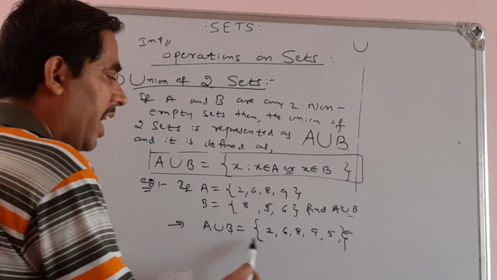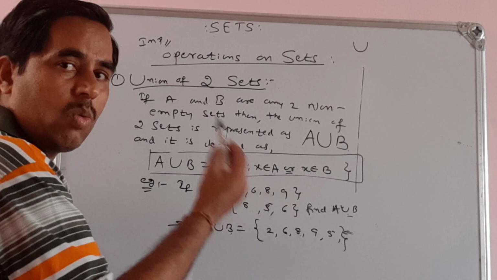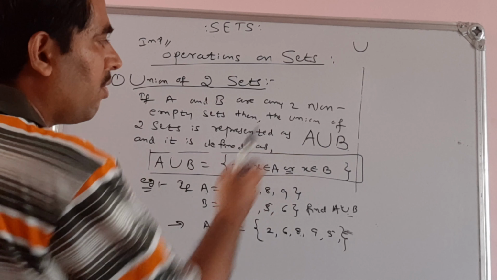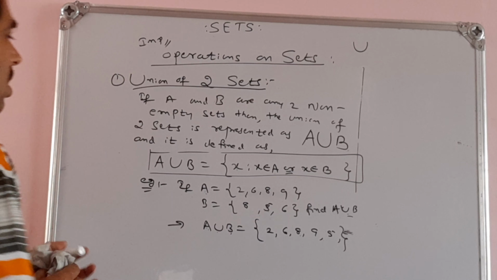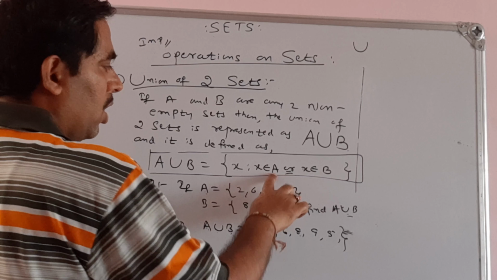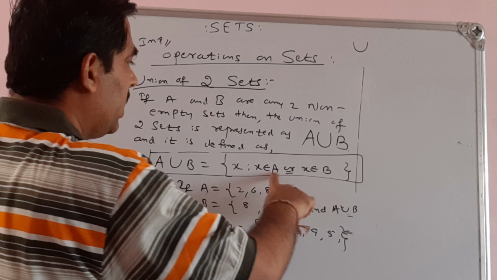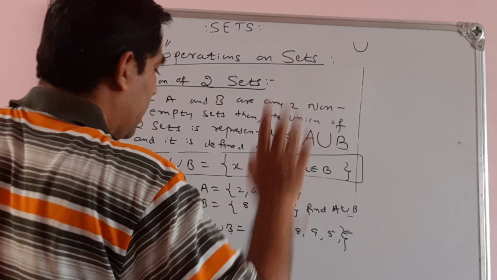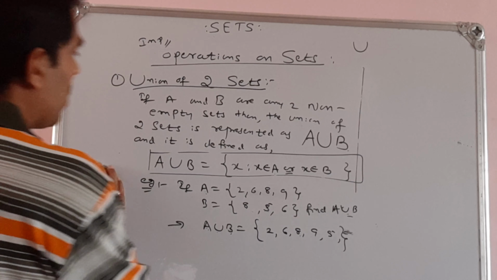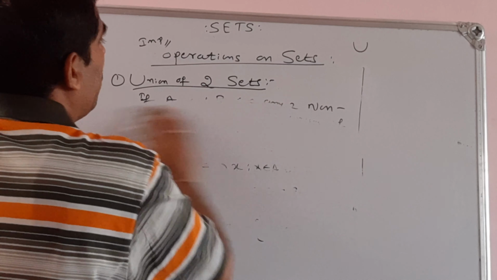Okay, so this is A union B. Writing all the elements once without repetition is called the union of two sets. So this is called union. I think you understood the point here. See, an element should belong to one of the sets, either the first set A or the second set B. So whatever the sets may be, A and B, this is one of the important operations on two sets.